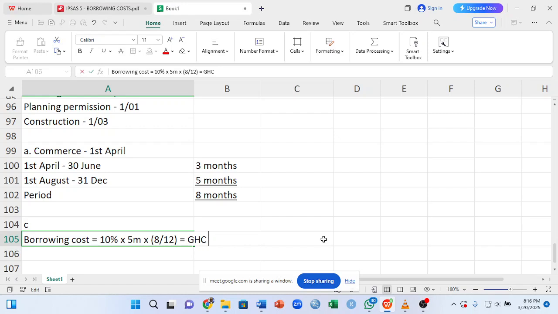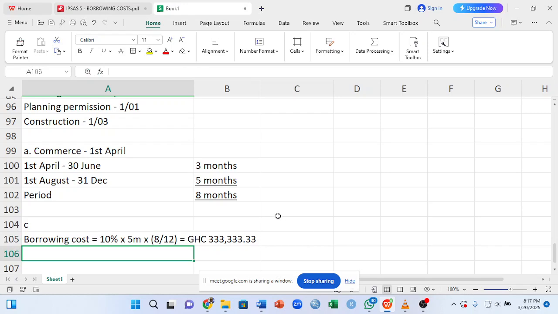Okay, this is your figure, are you sure? So check 10%. We are leaving our answers in millions. So 10% on 5 times 8 over 12. It should be lesser, if I'm not wrong. You should get a lesser figure. So we are getting 333,000. It's supposed to be 333,333.33. So 0.33. Okay.